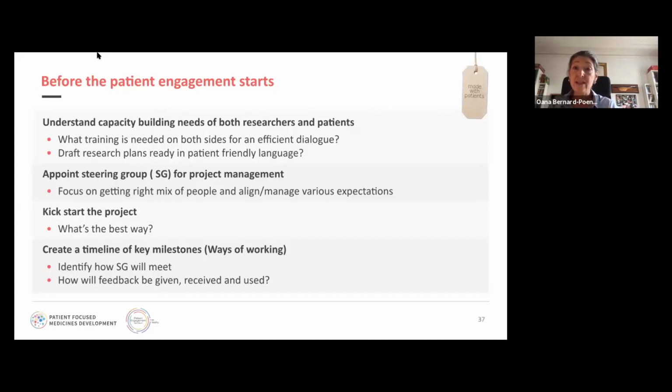Also, draft research plans that are to be discussed with patients need to be in patient-friendly language, and this is to be prepared. Another important point is to appoint a steering group for project management. This relationship will last a certain time, will address complex questions, and will have to manage various expectations with a mixity of people. So a steering group who helps define the best way to do these things and mitigate certain things is really very important. And with this, I will give the floor to Nick for the other important points of patient engagement.